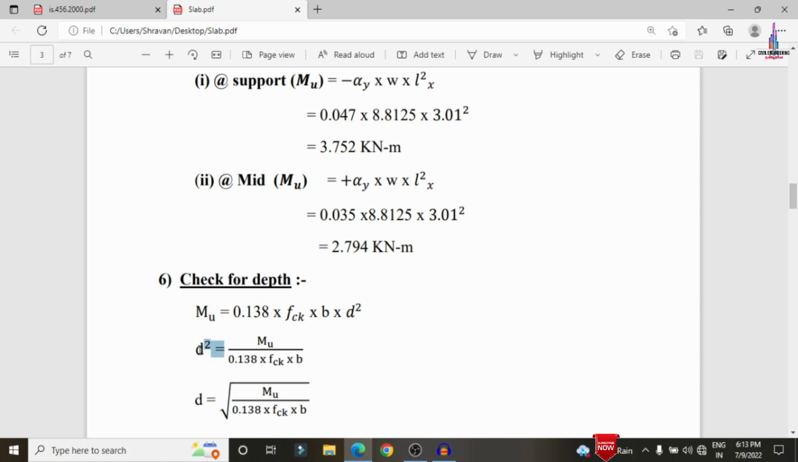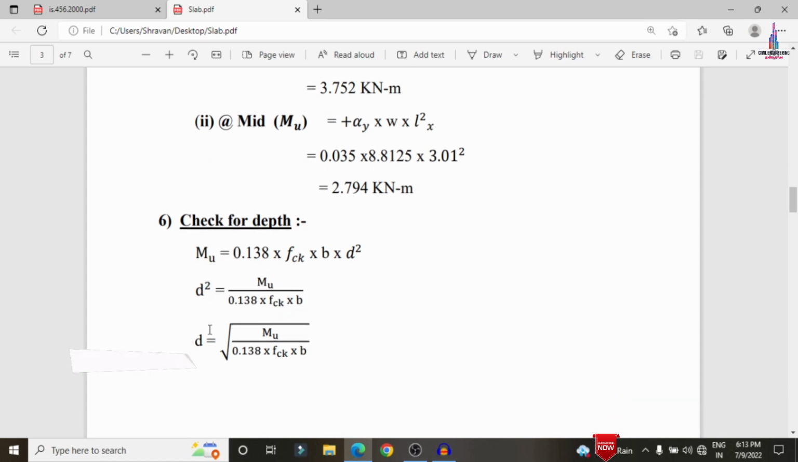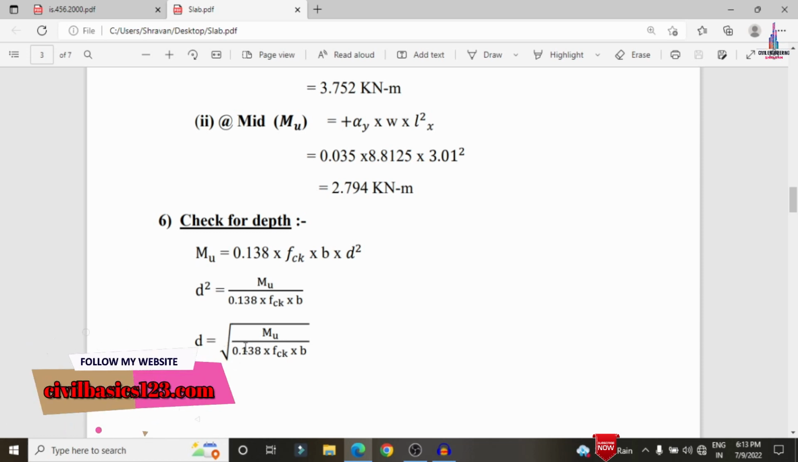the formula d square equals Mu divided by 0.138 into fck into b. If you need the value of d, the depth, we need to take the square root of this particular factor.